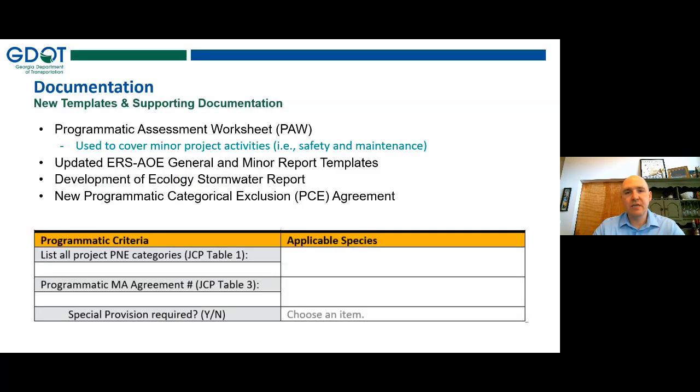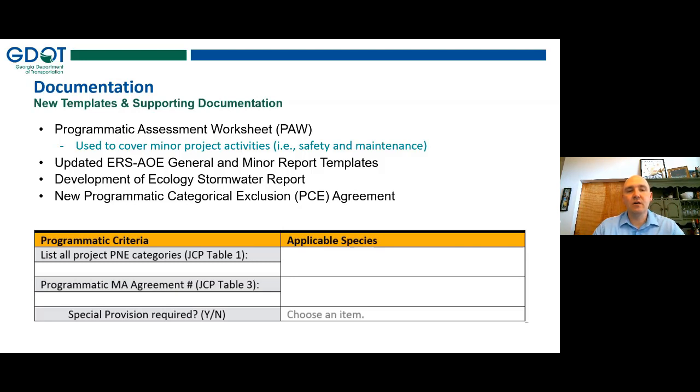Now, along with the JCP came a number of new templates. And the first of those is when we have fairly minor project activities. And these are a lot of our maintenance projects, some of our quick response projects, things like that. And those can use the programmatic assessment worksheet. You can see an example of that programmatic assessment worksheet here at the bottom of the screen. And it's just super easy, asking just some basic questions, filling out a table essentially. And we transmit that, and then we are done.